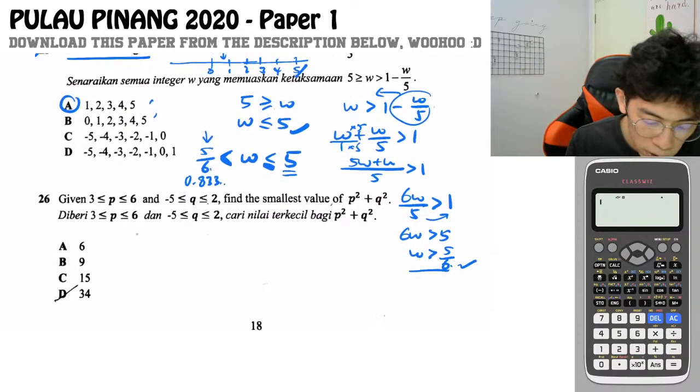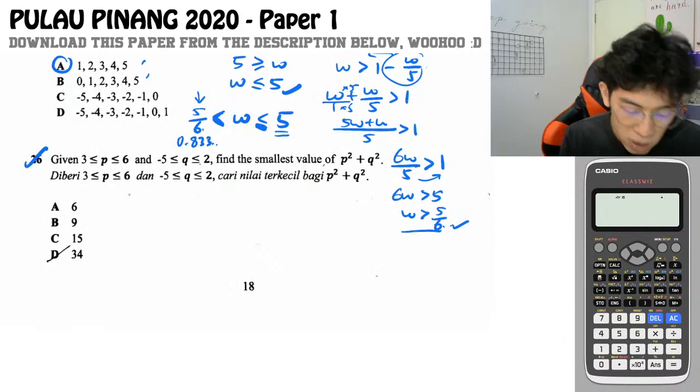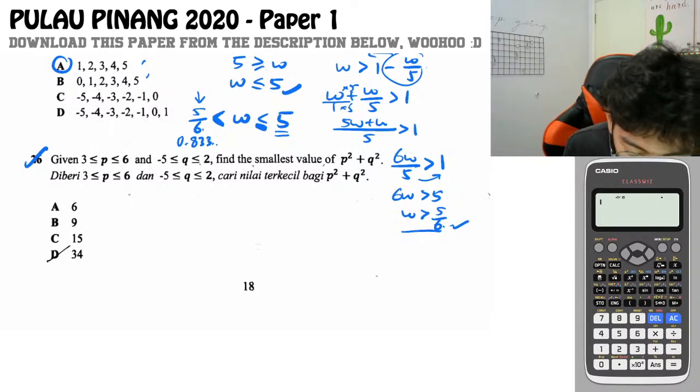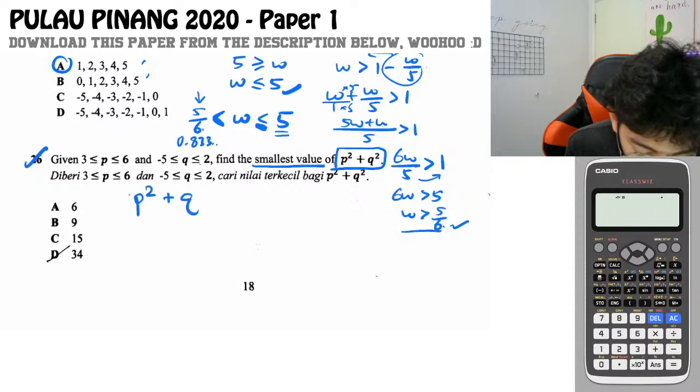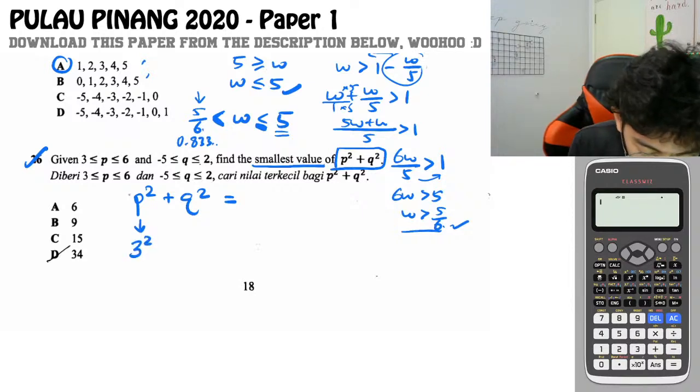And 27 also quite tricky, you know. Sorry, 26. 26 is quite tricky as well. Tricky as in what? It says the smallest value that matches this. So P square plus Q square, you have to get the smallest value. The smallest P square can go is 3 square, so you have to get 9 already. Then you add it up with Q square.